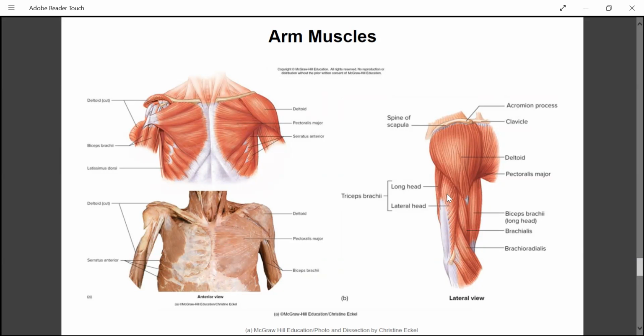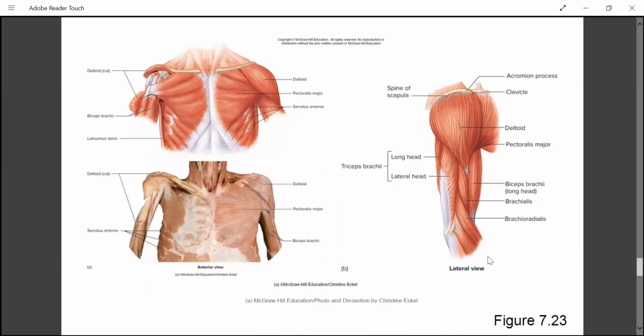Our triceps is on the posterior portion of the arm. It's going to straighten our elbow out. The biceps is on the anterior part of our arm. It's going to bend our elbow or flex our elbow. The brachialis is also going to help flex the elbow, and the brachioradialis is your drinking muscle. It also helps flex the elbow. So these three are all agonists in elbow flexion.